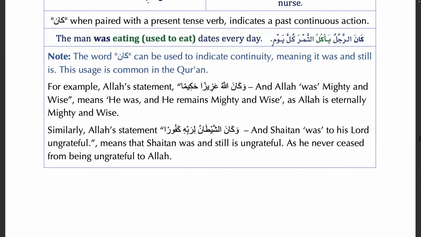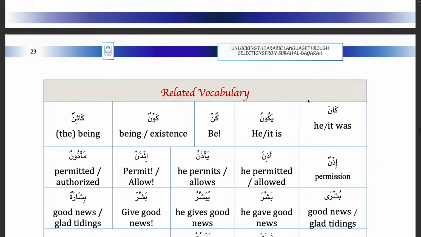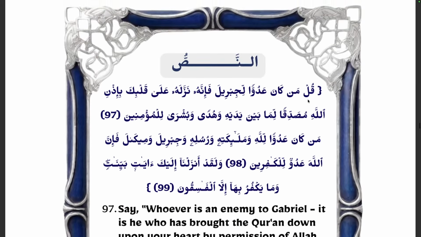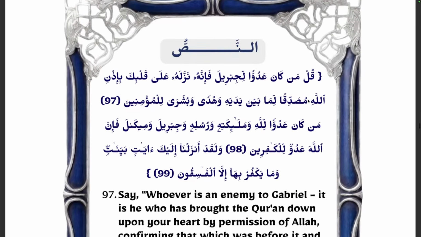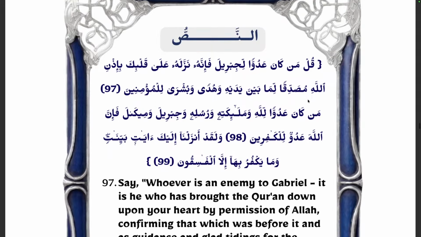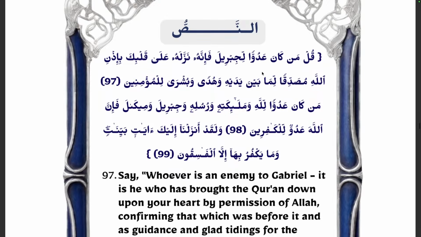Now let's go back one more time to the passage. So we have قل, say, man kana aduwan li Jibril. Whoever, literally, whoever was an enemy to Jibril, whoever was and still is an enemy to Jibril.